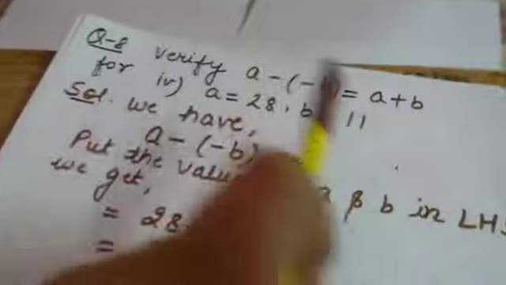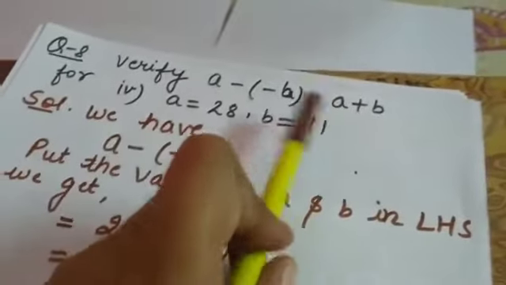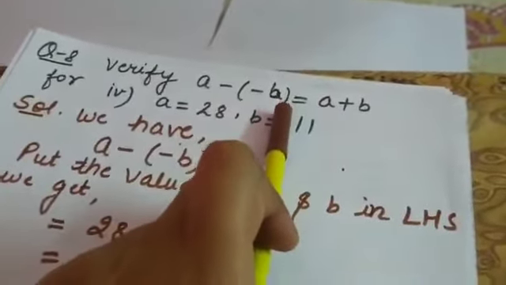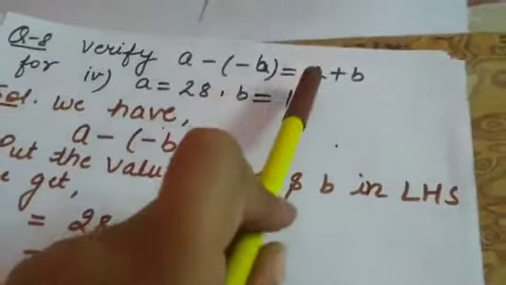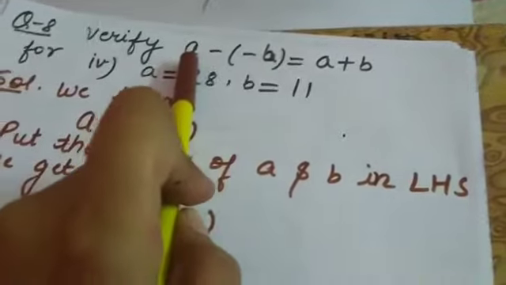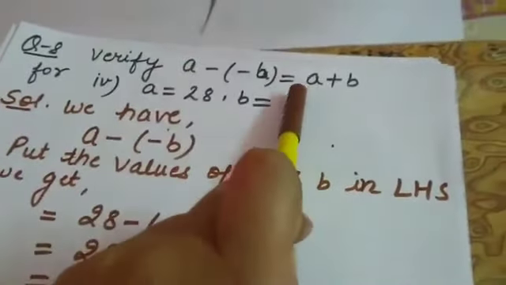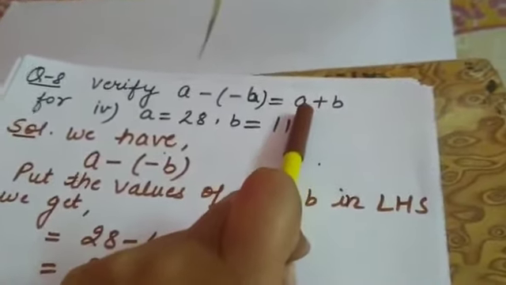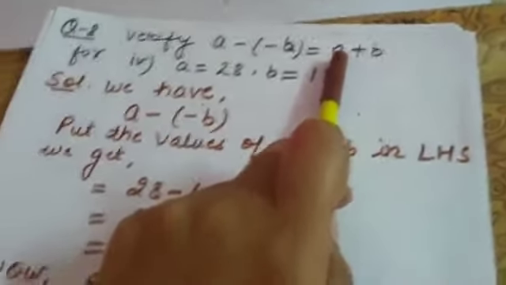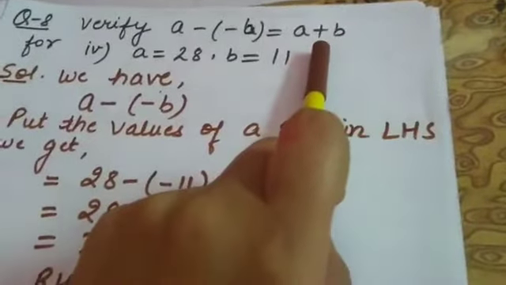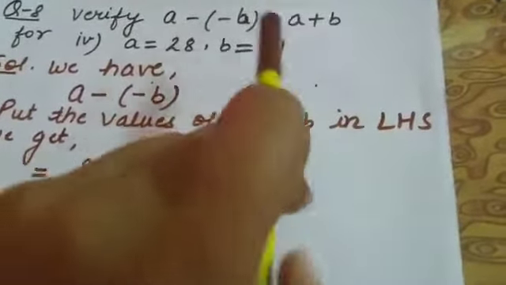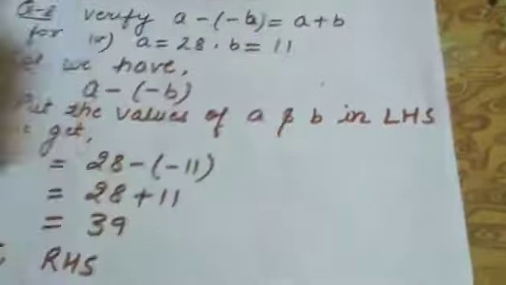Let us understand this. This is the sign of equal, and this is the equation. To the left of the equation we have the left hand side, and to the right of the equation we have the right hand side. So simply we will solve the left hand side and the right hand side. If they come out to be equal, then we can say it is verified.